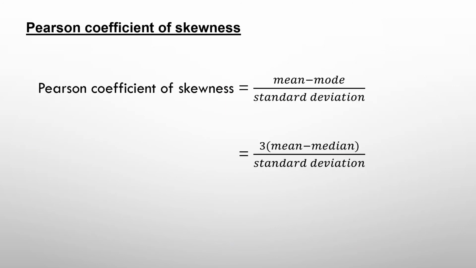Pearson coefficient of skewness. For Pearson coefficient of skewness, we have 2 formulas. If we have the mode, we'll use the first formula. If we have the median, we will use the second formula. If the question doesn't mention which formula to use and we have both mode and median, I would recommend you to use the second formula.